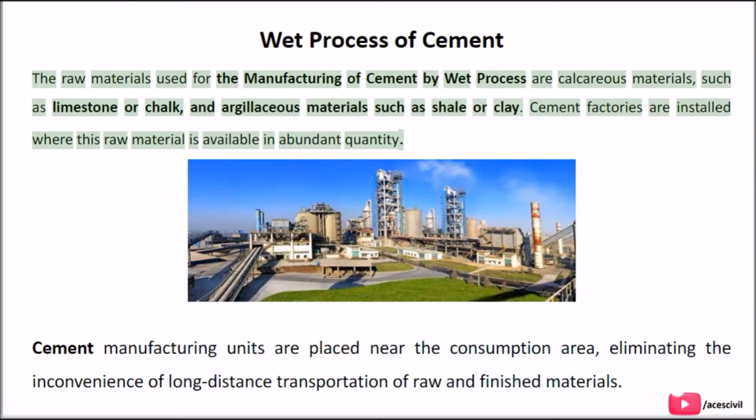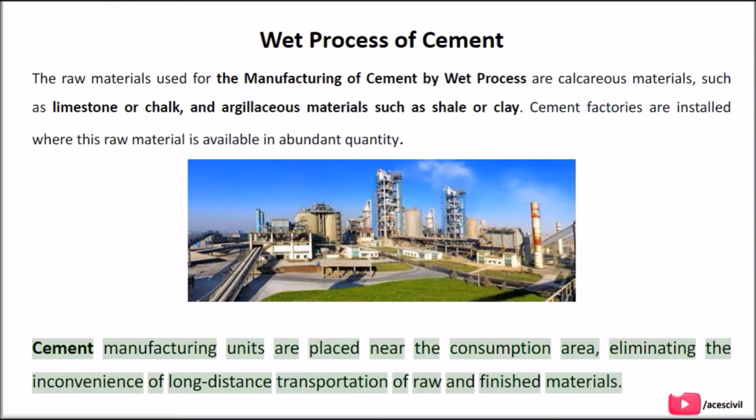The raw materials used for the manufacturing of cement by wet process are calcareous materials, such as limestone or chalk, and argillaceous materials such as shale or clay. Cement factories are installed where this raw material is available in abundant quantity. Cement manufacturing units are placed near the consumption area, eliminating the inconvenience of long-distance transportation of raw and finished materials.